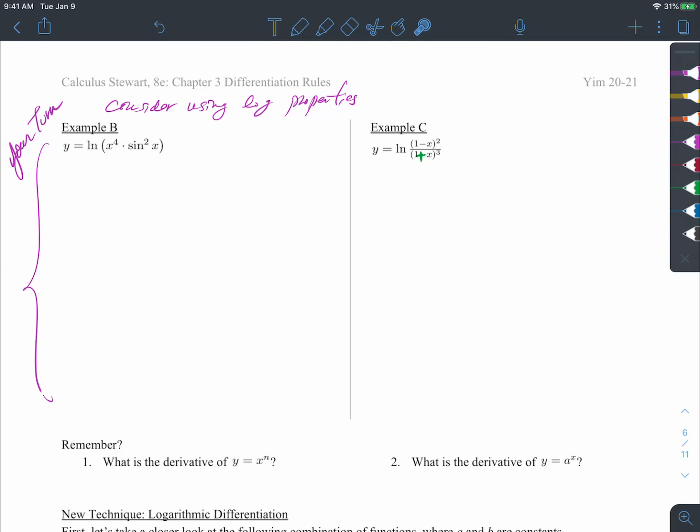Okay, guys? In case you downloaded early, before I corrected it, that is 1 plus x in the denominator. Okay, guys? Pause the video and start working on this.